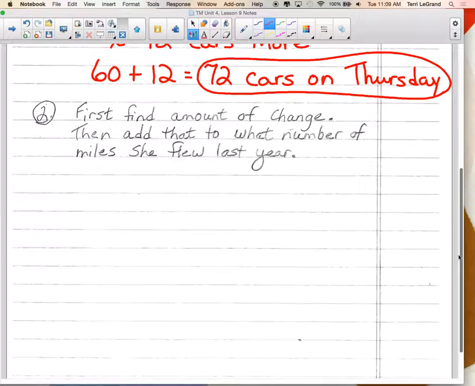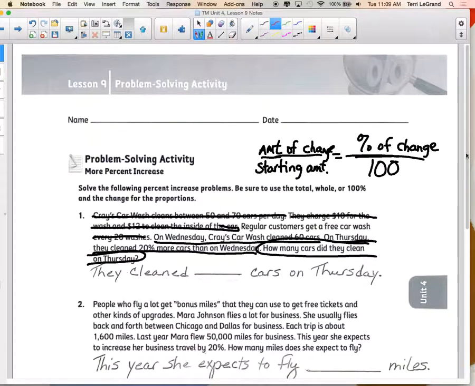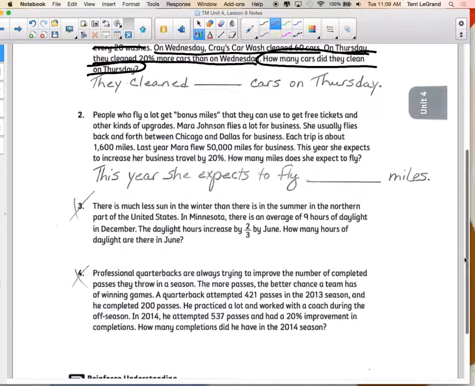We have to move a little faster on this one. Okay. So people who fly a lot get bonus miles that they can use to get free tickets and other kinds of upgrades. Mara Johnson flies a lot for business. She usually flies back and forth between Chicago and Dallas for business. Each trip is about 1,600 miles. Last year, Mara flew 50,000 miles for business. This year, she expects to increase her business travel by 20%. How many miles does she expect to fly?